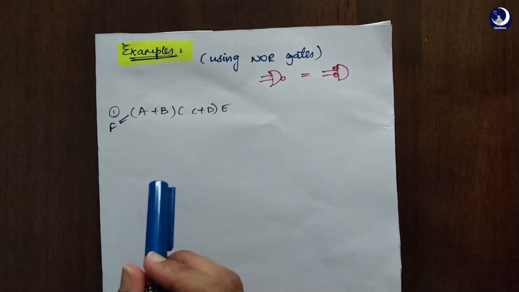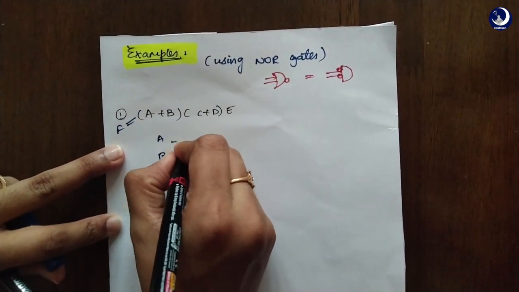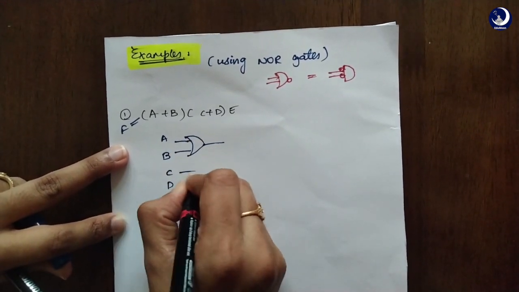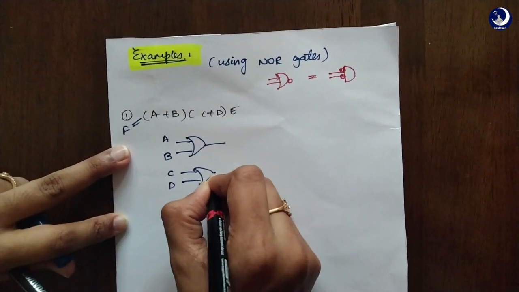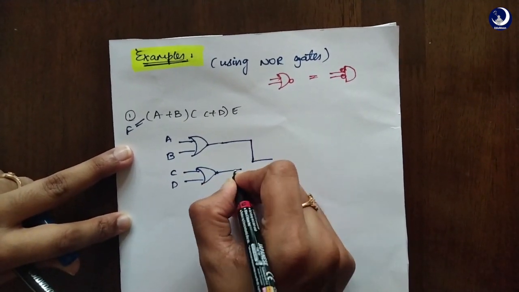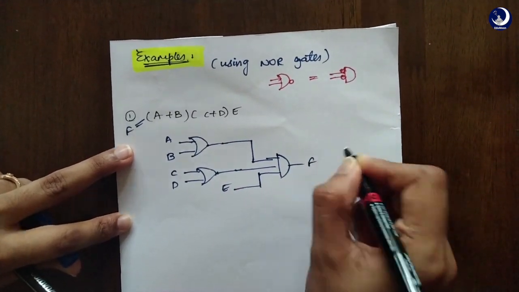Now similarly, you'll be drawing the circuit diagram for this one also. This is A, B connected by an OR gate. There's C, D again connected by an OR gate. And there's an E, and all 3 of them are connected to an AND gate. This is F. Now what do we do?